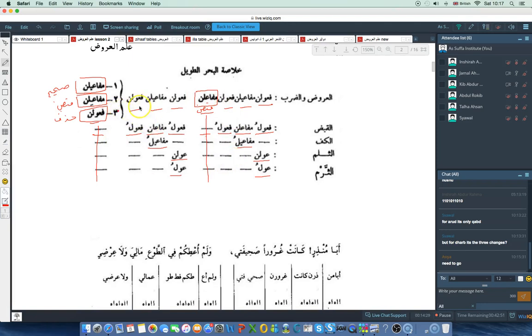Let me say it again. The arood can only take how many alterations? One, qabad. The darb can take how many? Three: sahih, qabad, and hadaf. And the hashu can take four: qabad, kaf, thalm, and tharm. So what do they look like? Qabad would be fa'ulu, mafa'ilun, fa'ulu. Kaf: mafa'ilu. Thalm: ulun. Tharm: ulu. Now I'm going to teach you what each of these means.